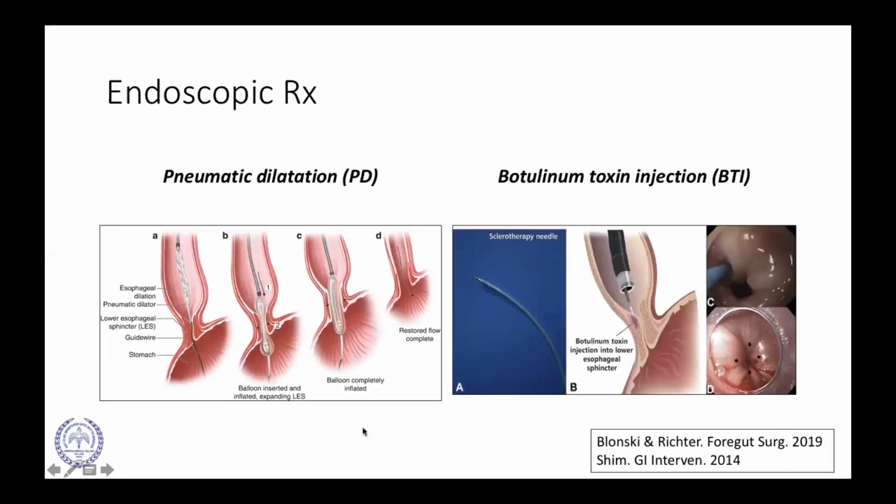Endoscopic therapy traditionally had been either pneumatic dilatation or botulinum toxin injection. In pneumatic dilatation, a balloon is taken across the lower esophageal sphincter. It is inflated with the intention of rupturing the inner circular muscle fibers. In botulinum toxin injection, the toxin is injected over 4 quadrants, and that is considered a non-invasive form of therapy, again reserved for those who are surgically unfit.